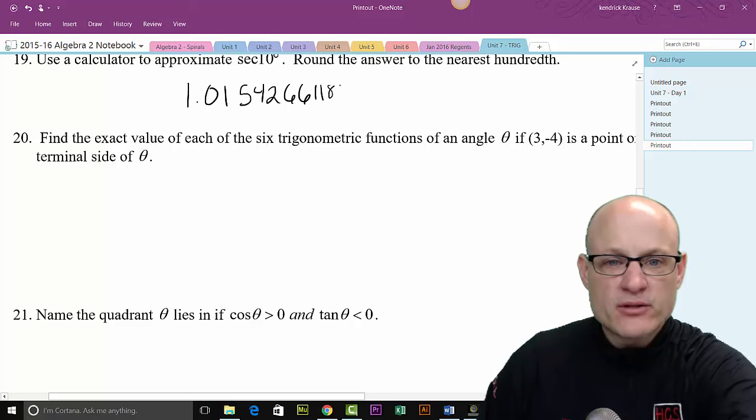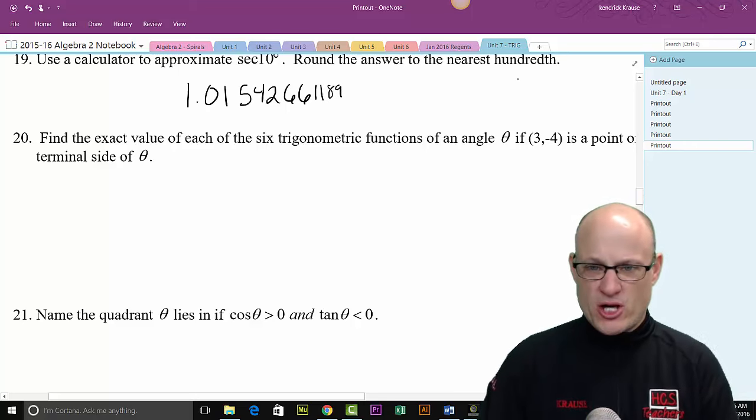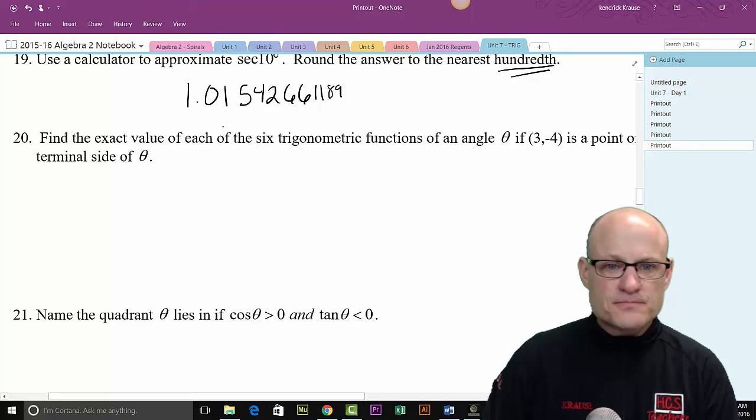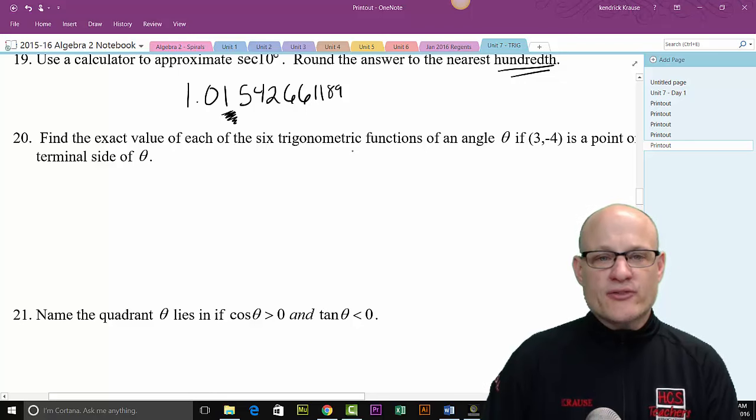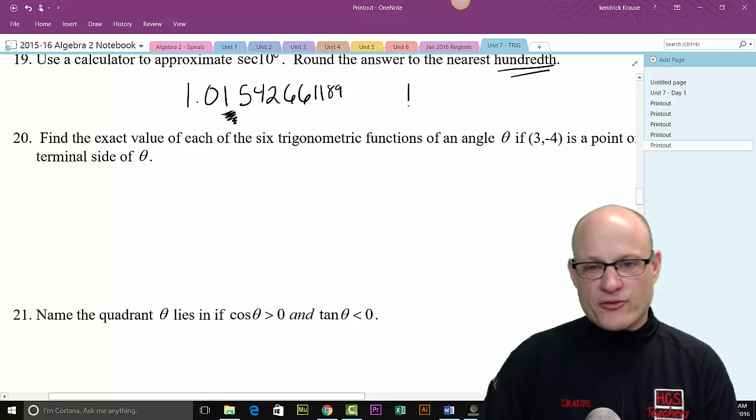So now I want to round it to the hundredths place. That's right here. Let's see. I'm going to need to round that. So it's 1.02. Done.